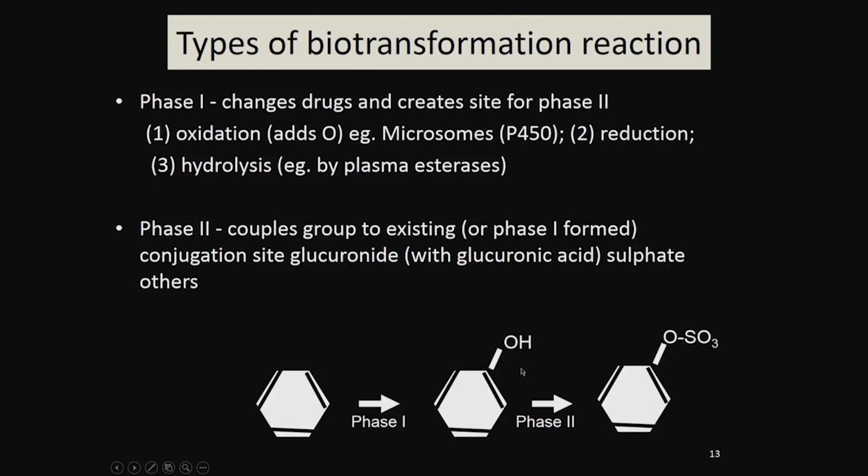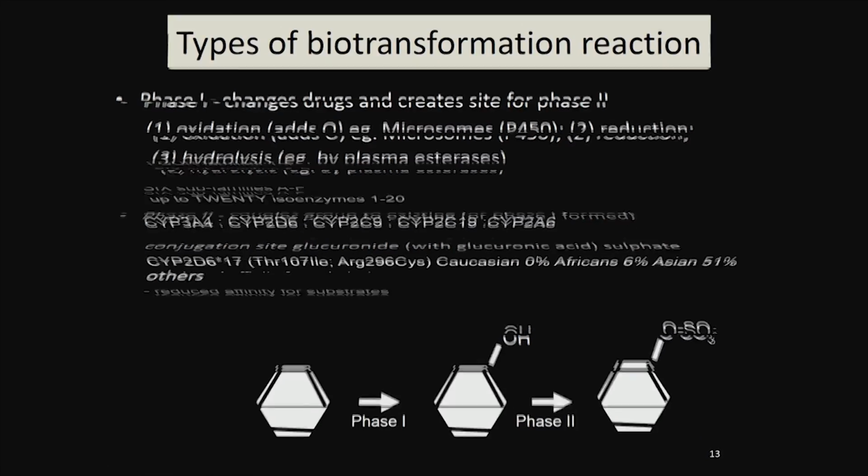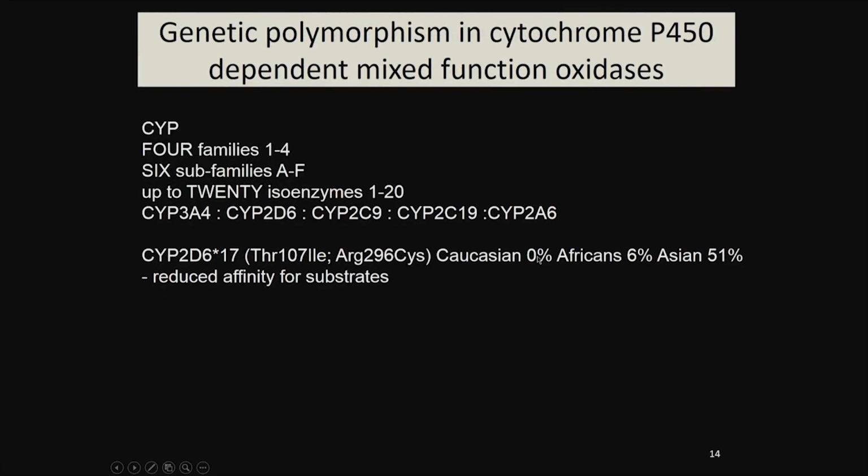So in phase 1 you may be adding say OH because of this hydrolysis using an ester. Then in phase 2 you are adding an SO3 group, okay, and this may be very easy to get thrown out from the body, maybe through urine. Okay. So phase 1 is a simple process, oxidation, reduction, hydrolysis. Phase 2 is for the existing groups conjugating with glucuronic acid, sulfates and other things actually. Okay.